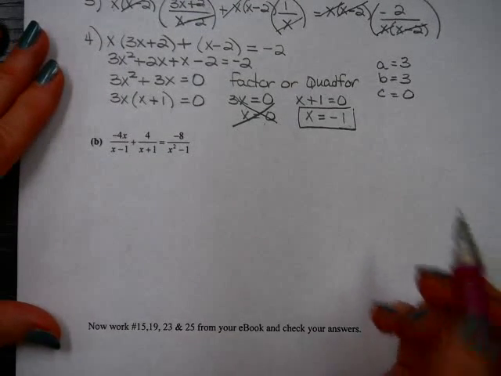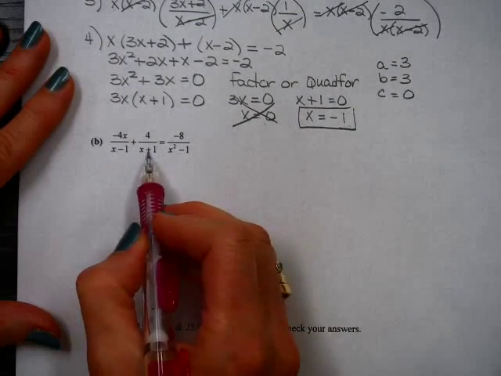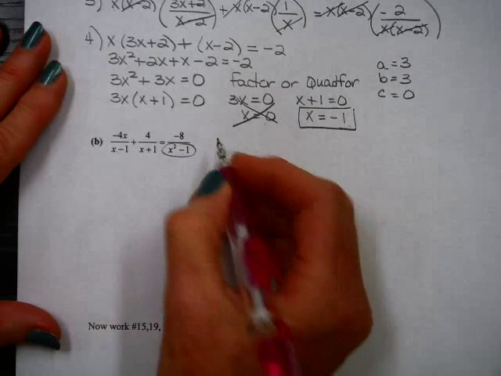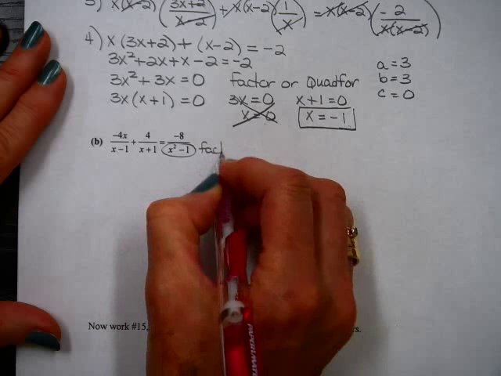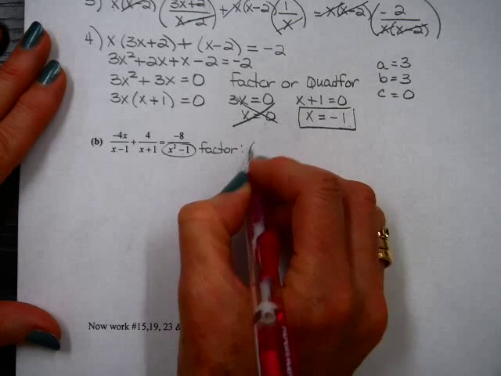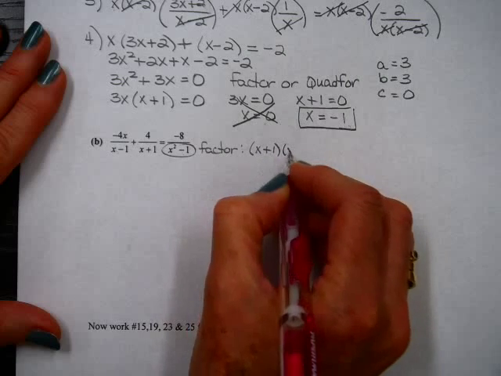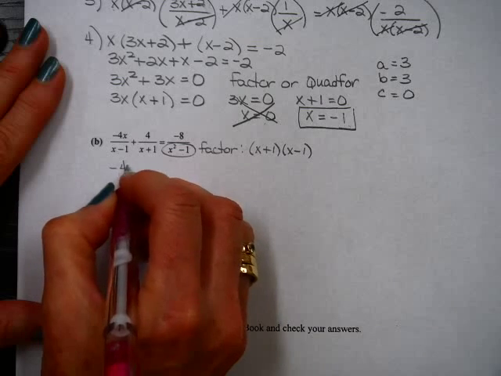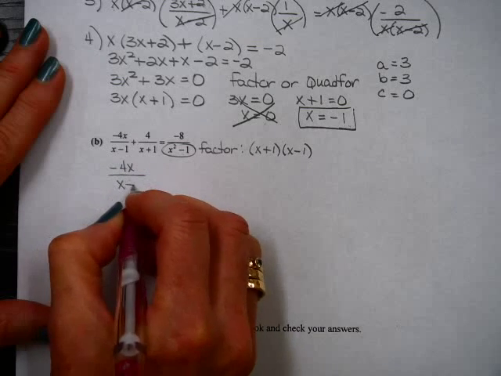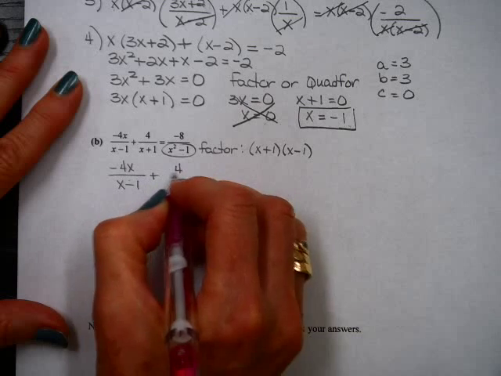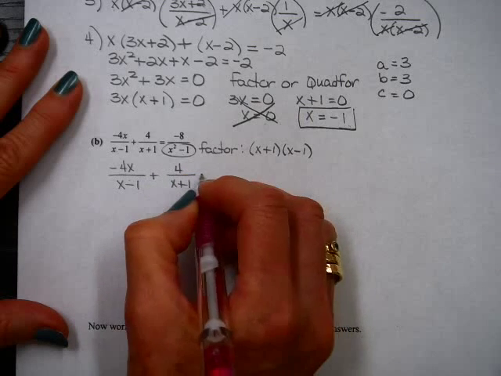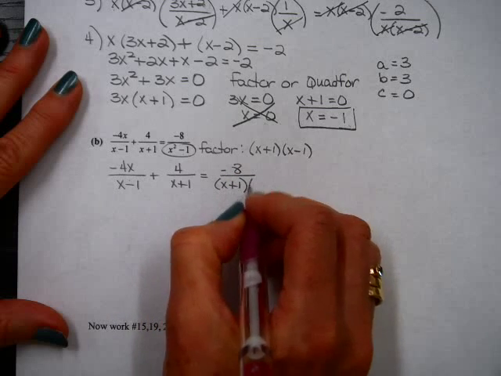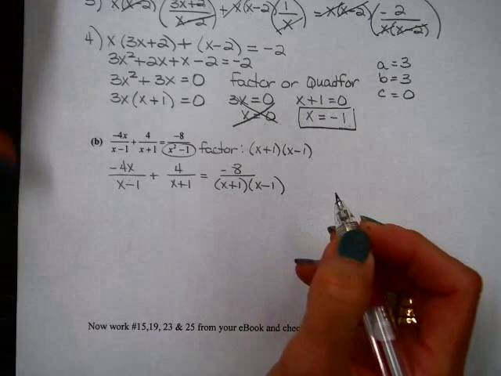Last but not least, again, look at the denominators. You're looking for restrictions. You're also looking for factors. This will factor. It is the difference of 2 squares, and it's going to factor into x plus 1 times x minus 1. So the problem that we have is -4x over x minus 1 plus 4 over x plus 1 is -8 over x plus 1 and x minus 1.